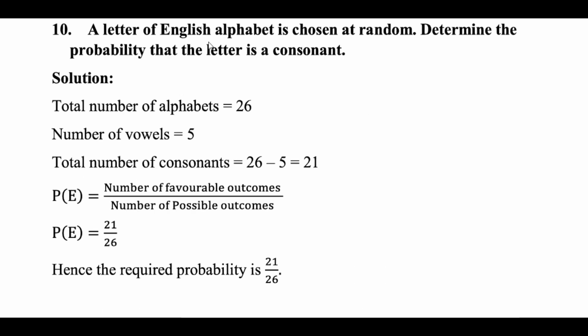A letter of the English alphabet is chosen at random. Determine the probability that the letter is a consonant. So if it is a consonant, total alphabets are 26. If the number of vowels is 5, then the number of consonants is 26 minus 5, that is 21. So the required probability will be 21 by 26, as the possible outcomes are 26 and the favorable outcomes are 21.